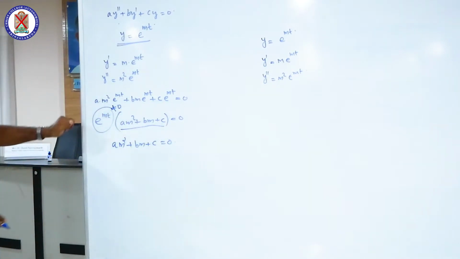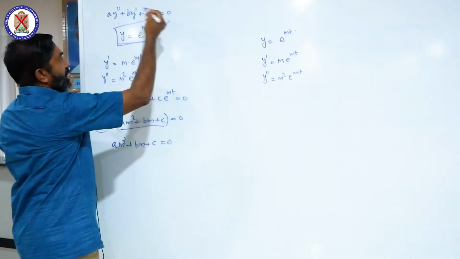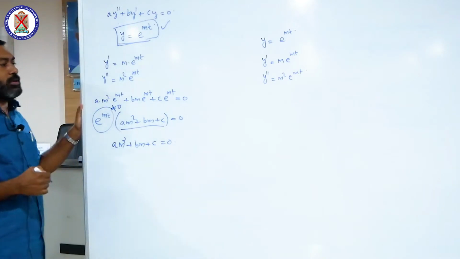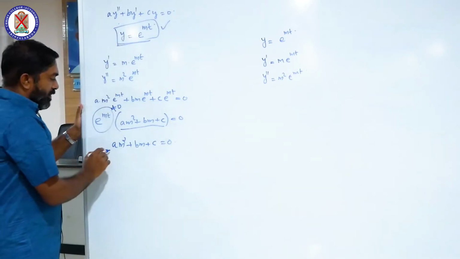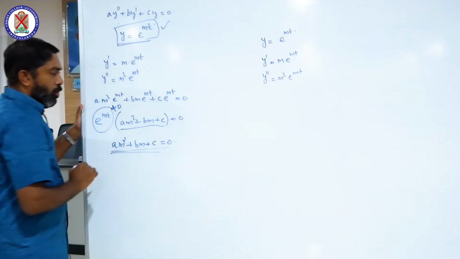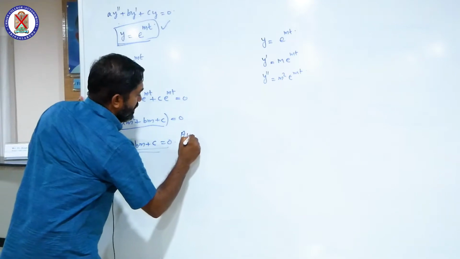That means if y equal to e raised to mt is a solution of this differential equation, then this m should satisfy this condition. Okay, this equation is called the auxiliary equation.